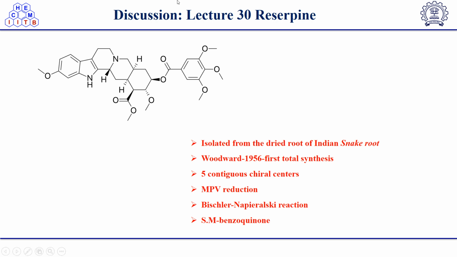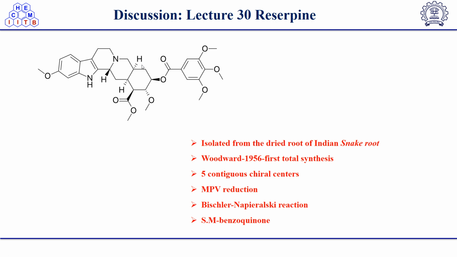As we can see, out of the total 6 chiral centers, 5 are contiguous, and there are a total of 21 atoms arranged in 5 rings. And as we can see, this 6-membered ring is attached to another 6-membered ring, and these two rings are fused in a cis ring junction. This cis-fused ring system is constructed via the Diels-Alder reaction.